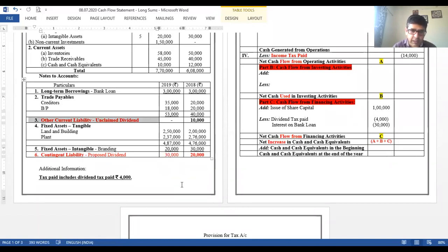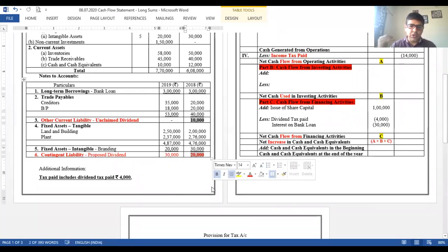Unclaimed dividend is there, like it was a balance of 10,000 last year, but in the current year it is not seen. मतलब clear cut indication है कि last year amount था और हमने इस साल pay कर दिया होगा. So let us see how much dividend we have paid. This is the dividend of the current year, which we need to pay, and the balance of unclaimed dividend also. Okay, that's 20,000. So 20 plus 10 is basically 30,000, the amount of dividend paid.